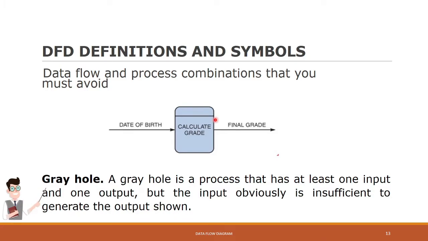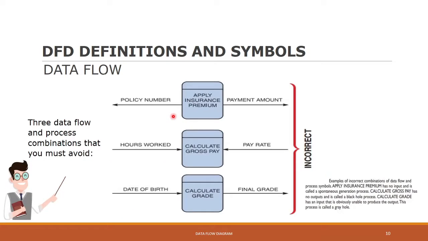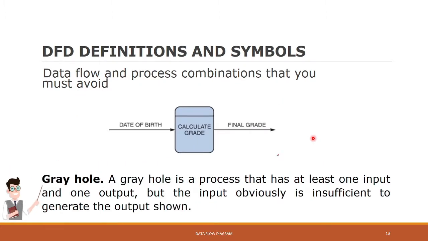Those are the three examples of data flows that we must avoid when we are drawing our data flow diagram. As you can see, spontaneous generation, black hole, and gray hole are logically impossible in a data flow diagram because a process must act on input shown by an incoming data flow and produce its output represented by an outgoing data flow. So let's move to data store.